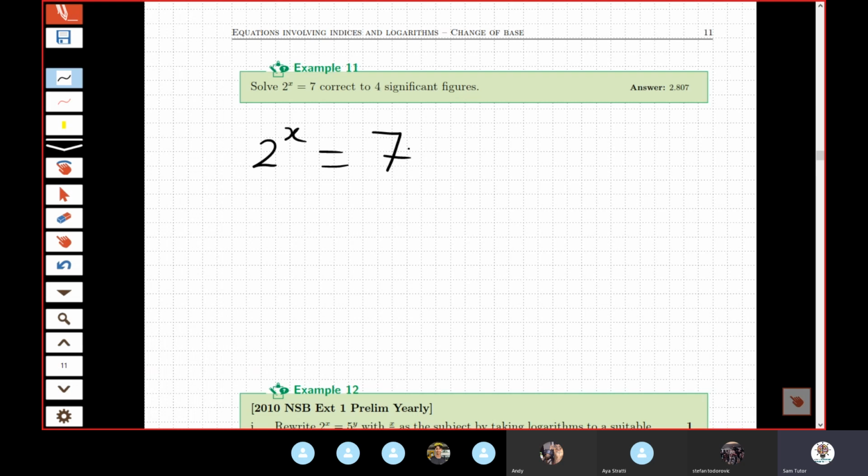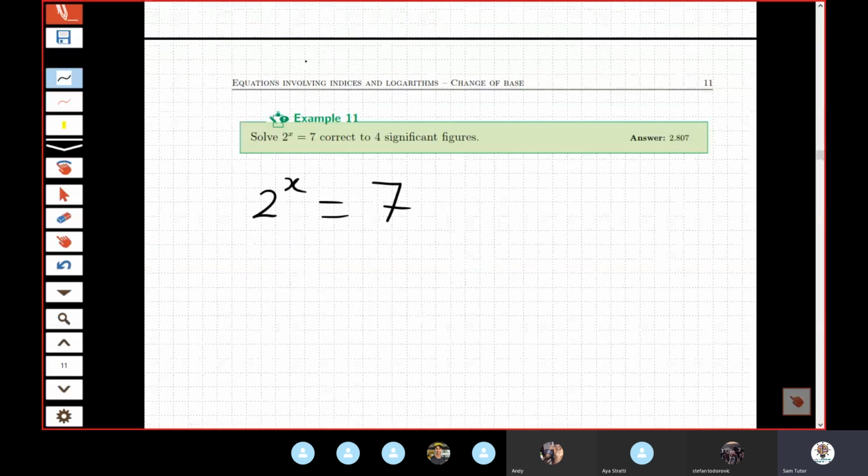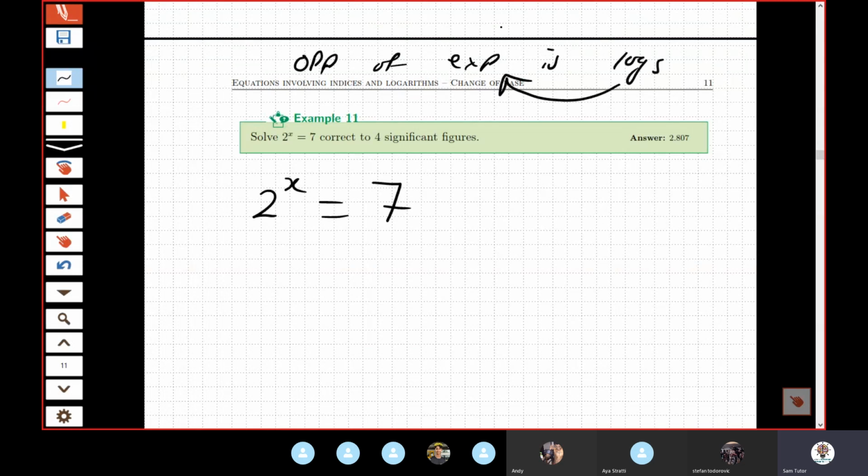So 2 to the power of x equals 7. Okay, this is an exponential, right? Remember, anything to the power of x is an exponential. So the opposite of an exponential is logs. And the opposite of logs obviously is exponentials. So they work the opposite, just like squares and square roots.